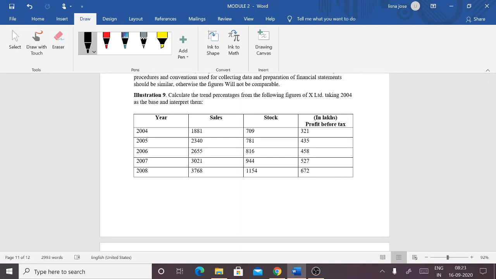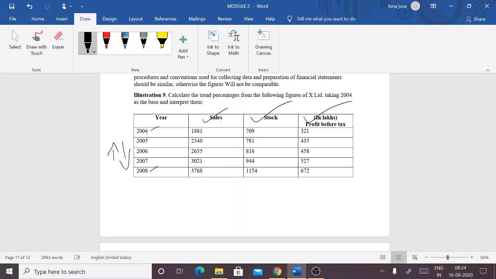Okay, so this question is all about three items: sales, stock, and profit before tax are given, and the years are taken from 2004 to 2008. So we are going to calculate the trend of sales from 2004 to 2008, whether it shows an upward trend or a downward trend.